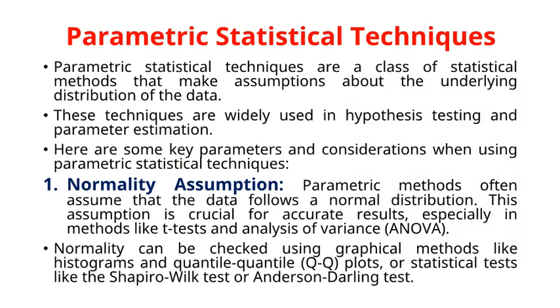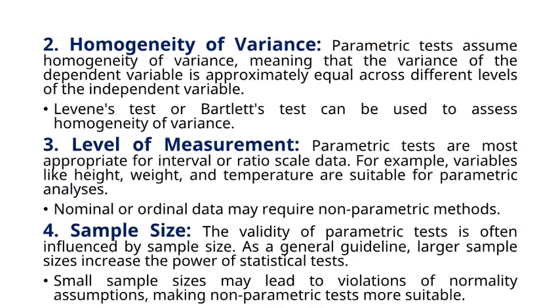Here are some key parameters and considerations when using parametric statistical techniques. 1. Normality assumption. Parametric methods often assume that the data follows a normal distribution. This assumption is crucial for accurate results, especially in methods like t-tests and analysis of variance, ANOVA. Normality can be checked using graphical methods like histograms and quantile QQ plots, or statistical tests like the Shapiro-Wilk test or Anderson-Darling test.